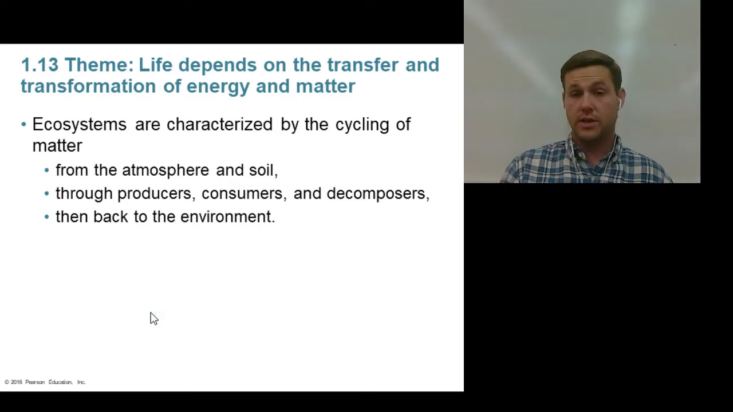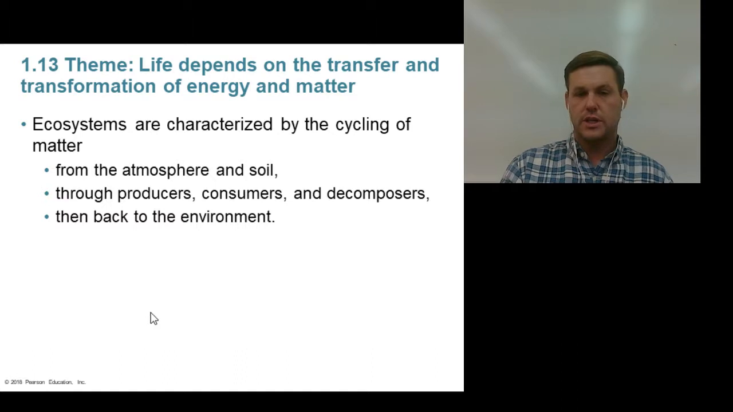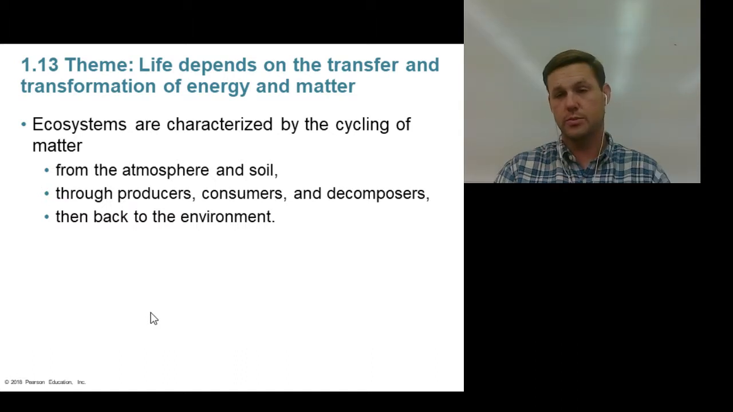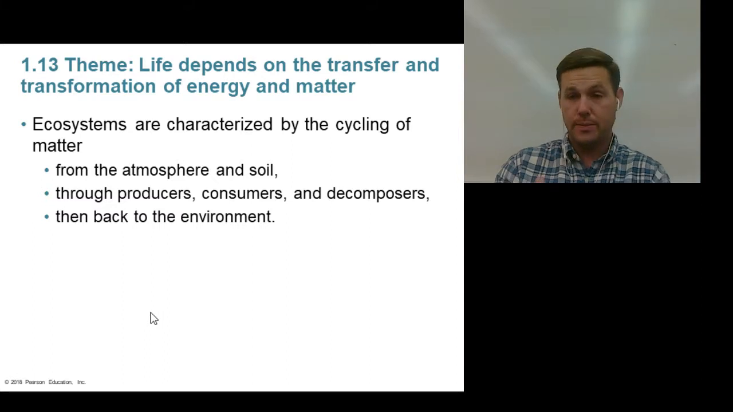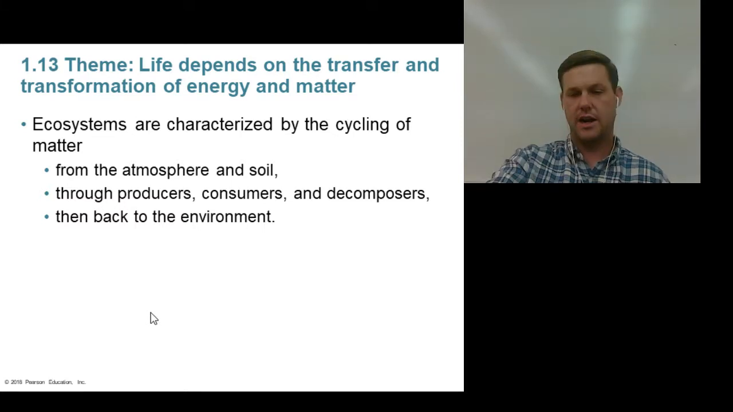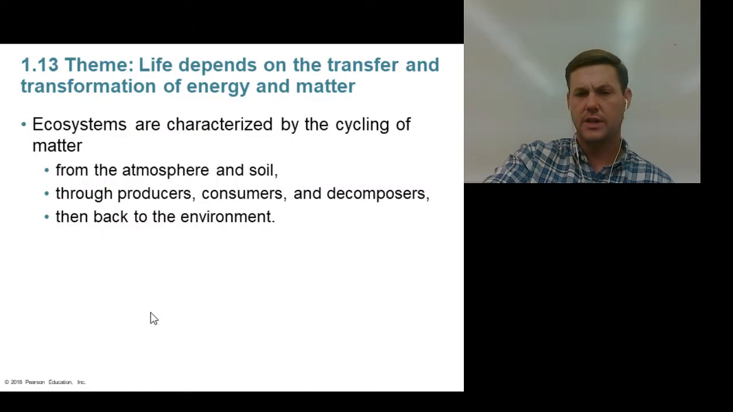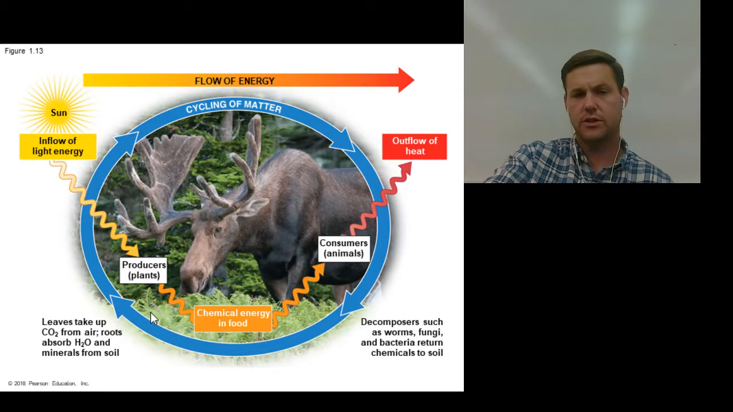Once the atmosphere works through the soil, producers are going to use the nutrients in the soil. The consumers are going to eat the nutrients that the producers provide. Then everybody's going to die, and decomposers are going to re-enter things back into the soil, and that gives it back to the environment. So that's the cyclical nature of the transformation of matter. Life depends on the transfer and transformation of energy and matter.